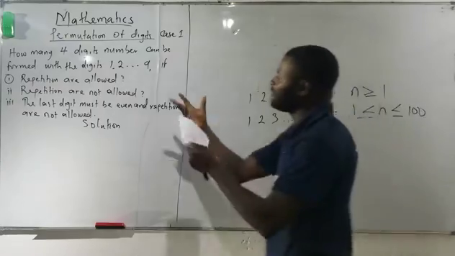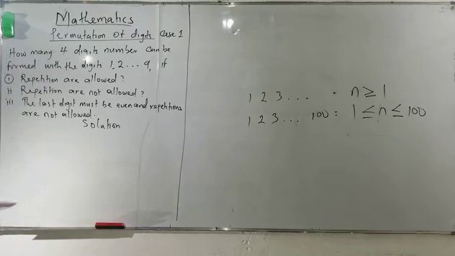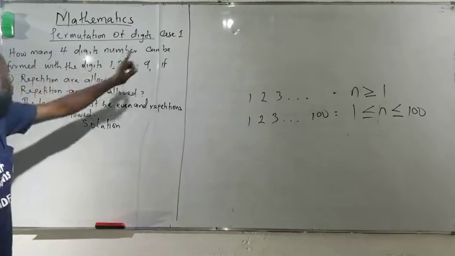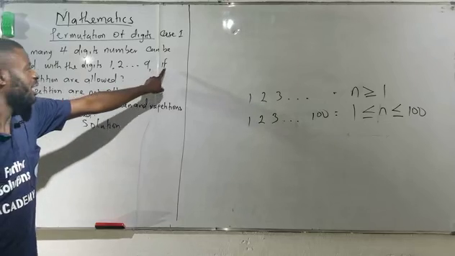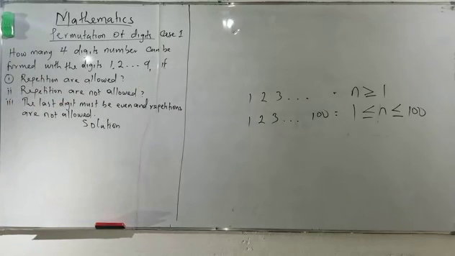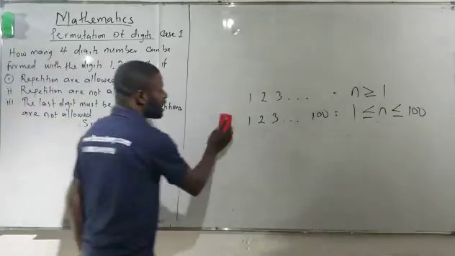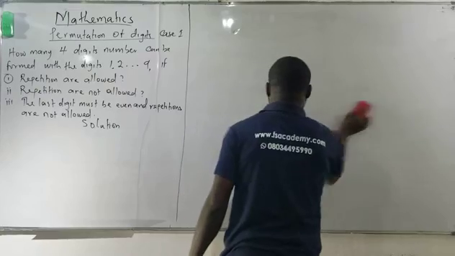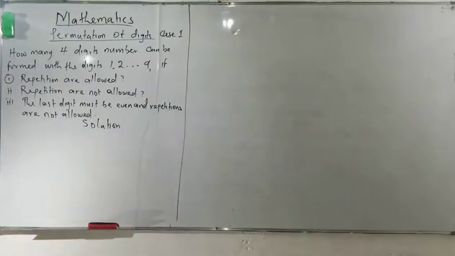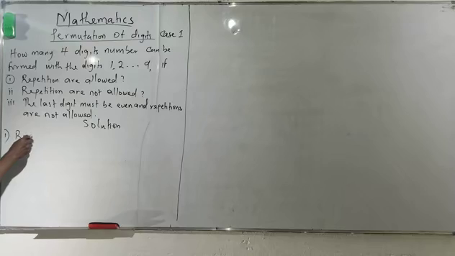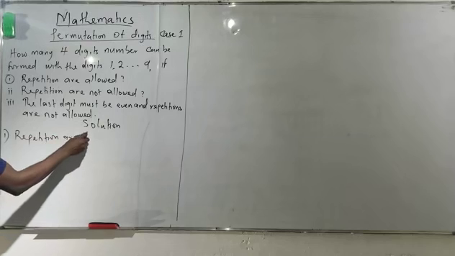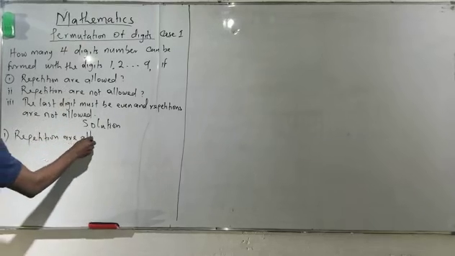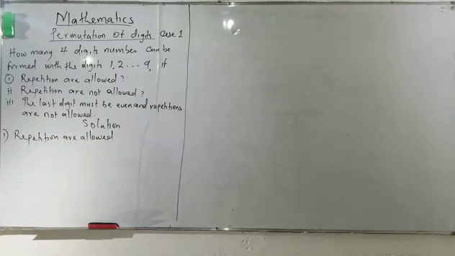Now, I have this problem here and I want to work on it. I'm talking about 4-digit numbers formed with the digits 1, 2, 3, 4, 5, 6 to 9. Number 1, if repetition is allowed. How do I go about it? The first thing I will do is consider that repetition is allowed.